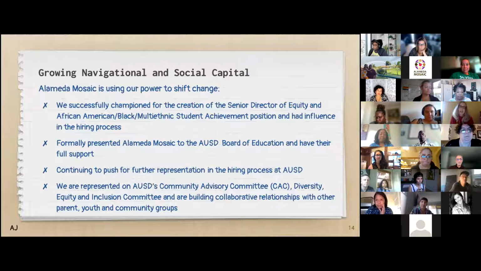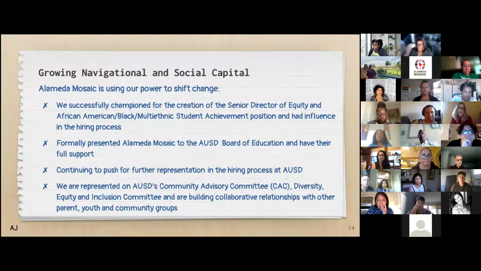So this slide is really about how we've exercised our power so far. Alameda Mosaic. The first is we've really advocated for the creation of a new position at the district that was supported by the board that reports to the superintendent. It's the Senior Director of Equity and African American Black Multi-Ethnic Student Achievement position. And you'll hear more about that a little bit later.